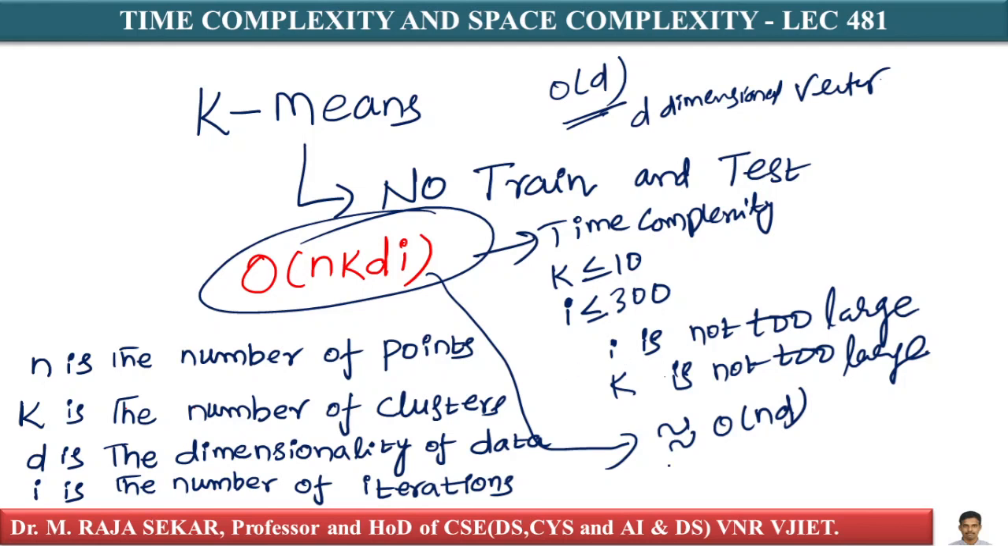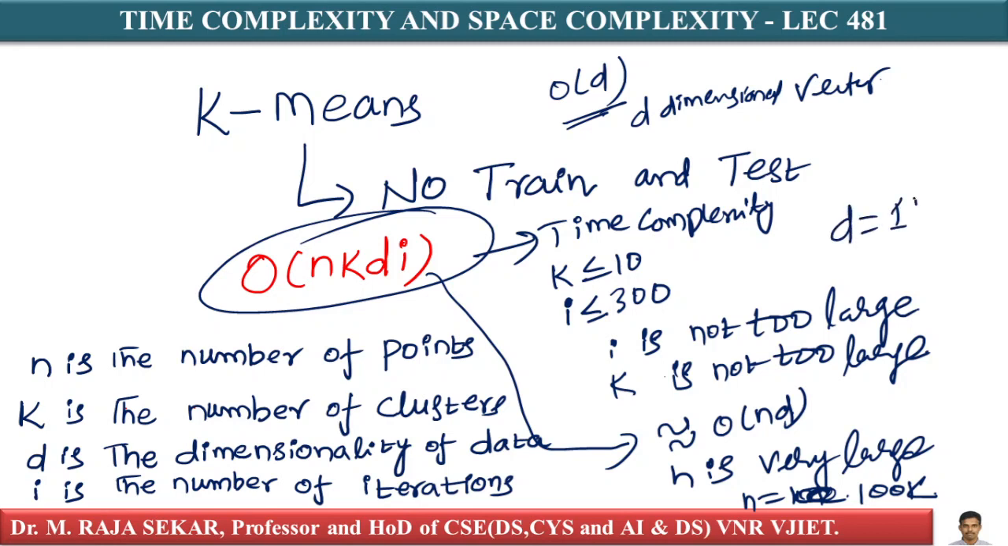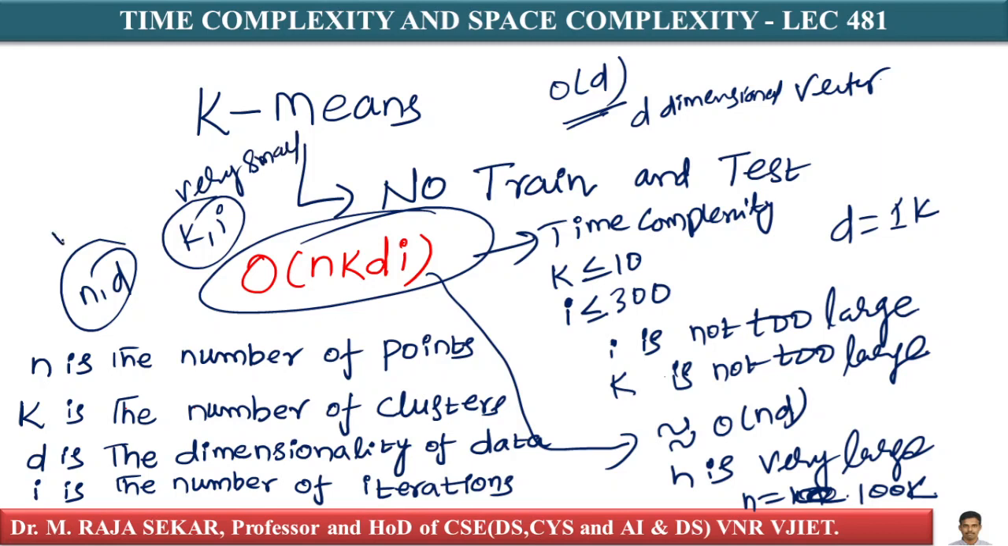If n is very large, let's say n equal to 10k points, or let me say 100k points, and let's say d equal to 1k dimensions. As compared to n and d, your k and i are very small. I will repeat, as compared to n and d, your k and i are very small, whereas n and d are very big values.